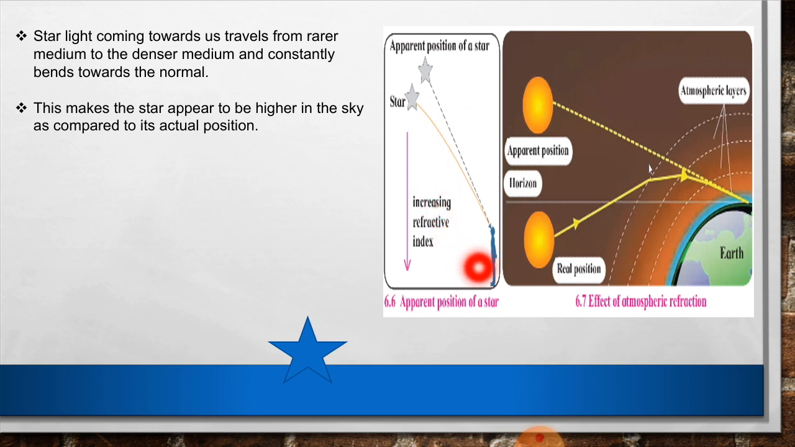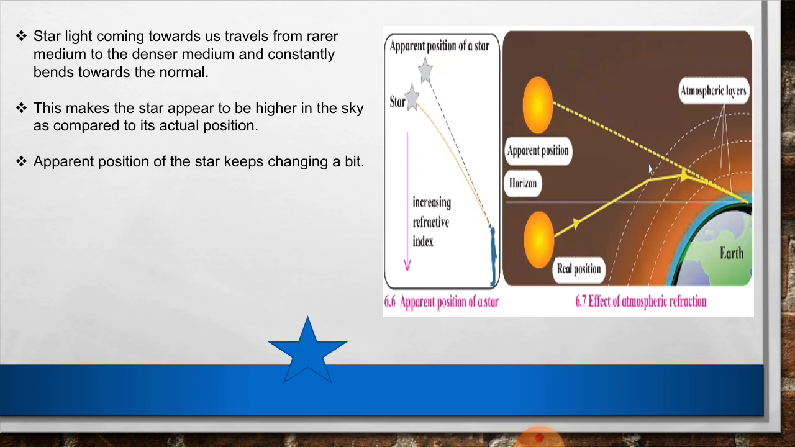So, just imagine here one person is standing. This is the apparent position of the star, the position which we can see, but the actual position of the star is here. So you can see that the actual position of the star is here, but we can see the position of the star in a straight line over here. This is not the real position of the star. This is the real position of the star.